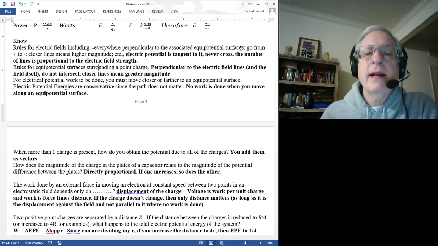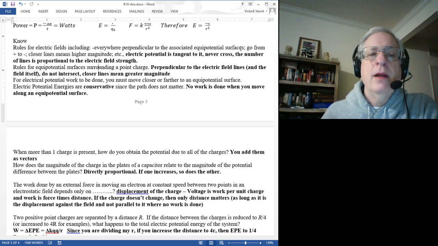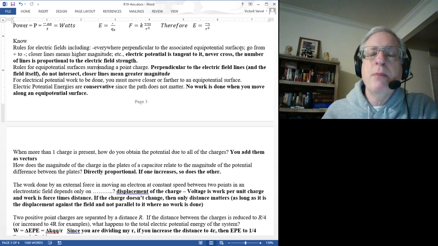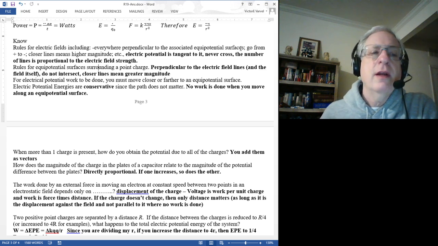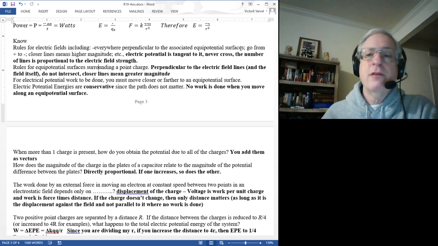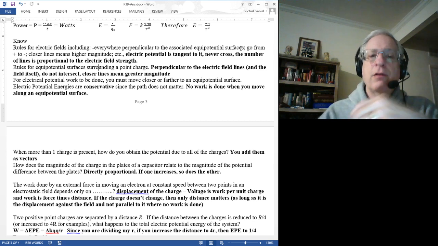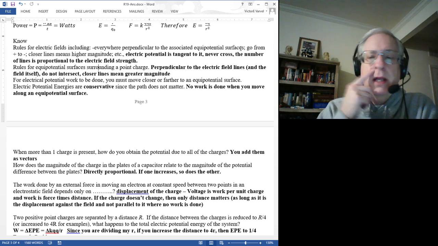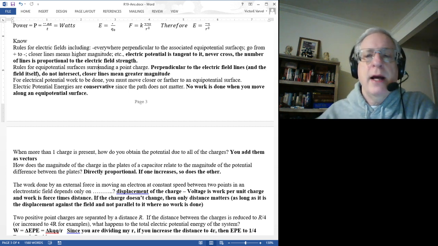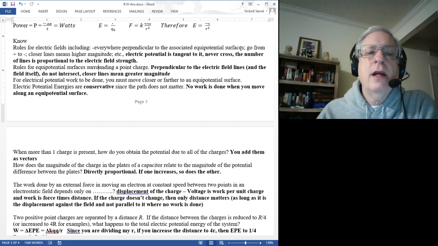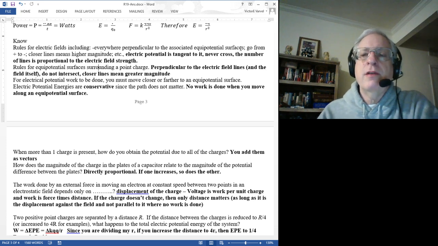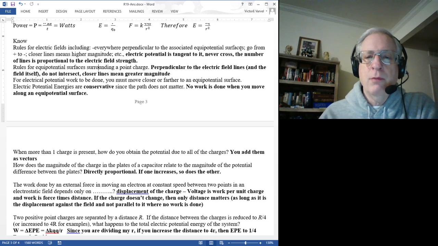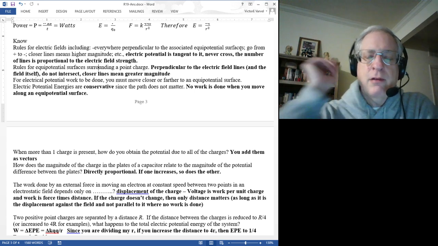They're always perpendicular to the electric field line, and the electric field lines are always perpendicular to them. Just like the electric field lines have to be perpendicular to the charged surface, the equipotential surface acts as an extension of that surface, so the electric field lines have to be perpendicular to the equipotential surface. They do not intersect, and the closer the lines are, the greater the magnitude shift from one line to the next. So it's a denser field area.